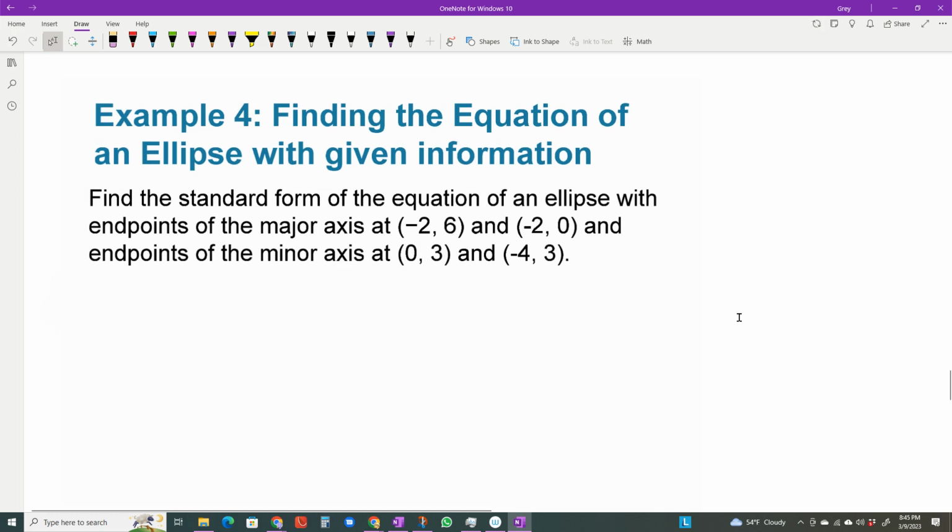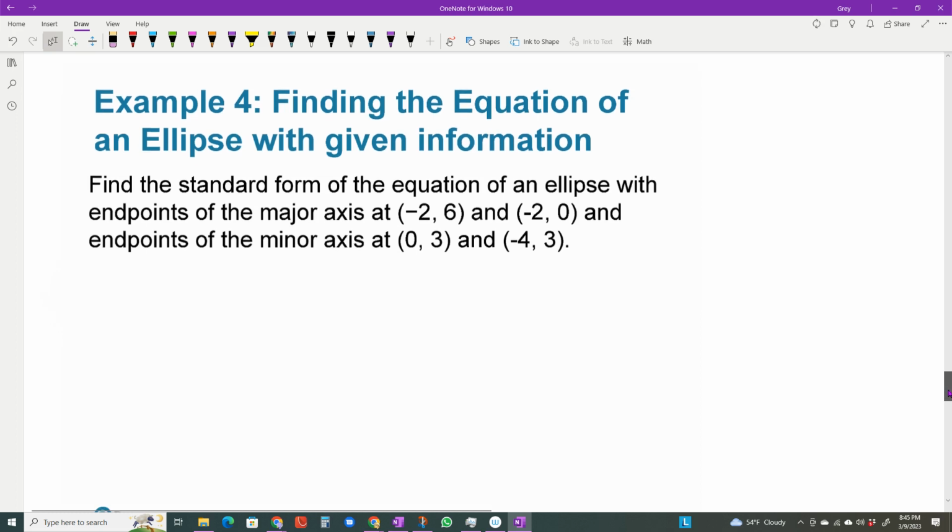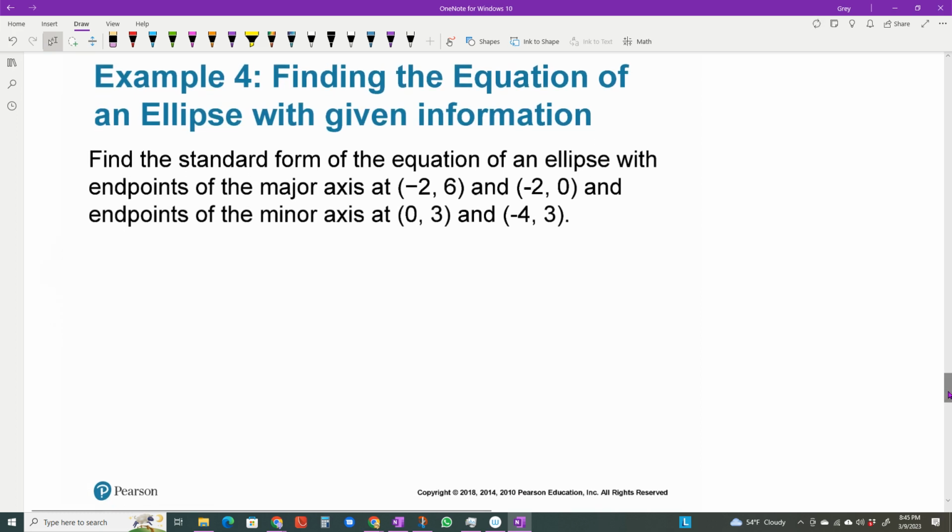Find the standard form of the equation of the ellipse with endpoints of the major axis at negative 2, 6 and negative 2, 0, and endpoints of the minor axis at 0, 3 and negative 4, 3. So again, I'm going to make a picture. I think it's easiest with a picture. I plotted the points. The endpoints of the major axis are where my vertices are.